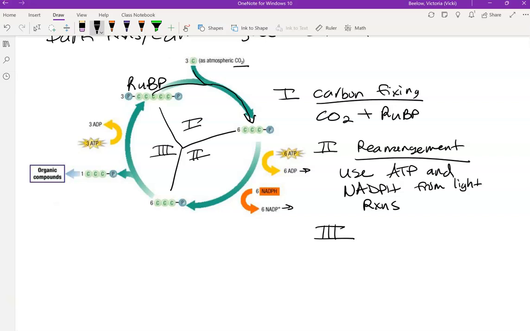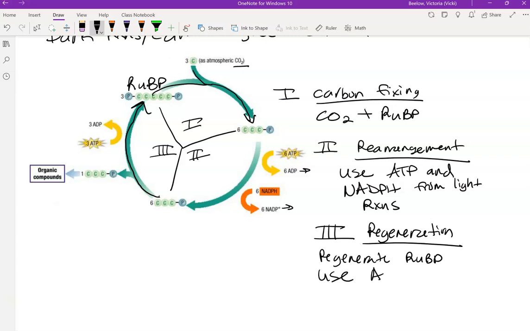And then in the third phase, we call this regeneration. We are going to regenerate RUBP. So you can see here, those molecules continue, and we have to use some more ATP to regenerate that RUBP. So I'm going to say using some more ATP here. And again, that becomes ADP and goes back to the light reactions.